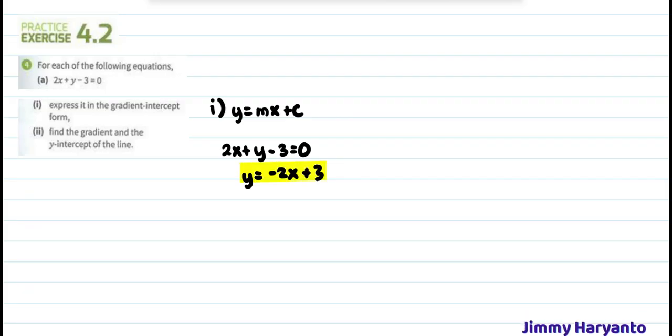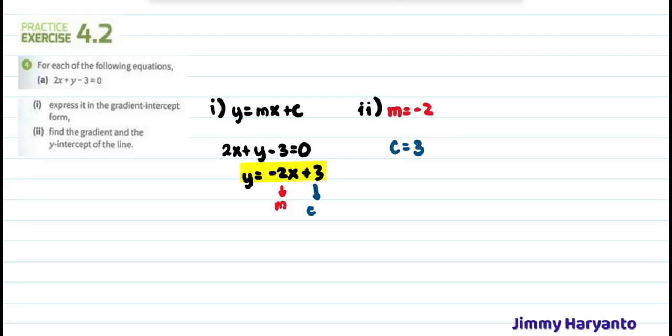Y equals mx plus c. And then I find the gradient and the y-intercept. As you can see, this one is the gradient. So the gradient equals negative 2. And the constant will be the c. So c equals 3. There you go.